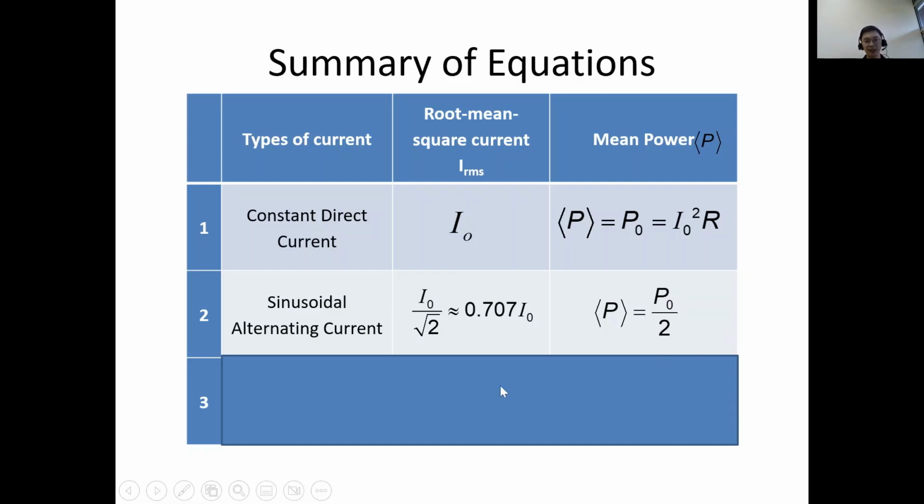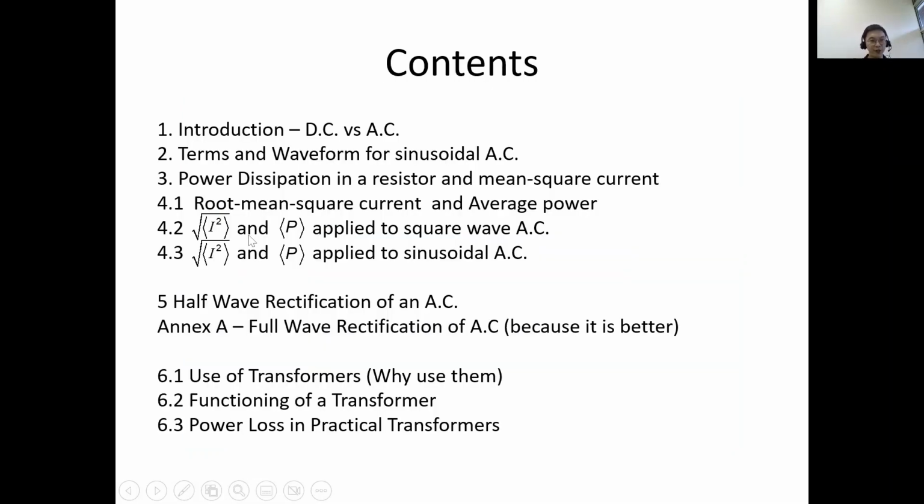And you see this interesting part number 3, which will be introduced to you after we finish parts 5 and 6. With that, we finished part 4.3.